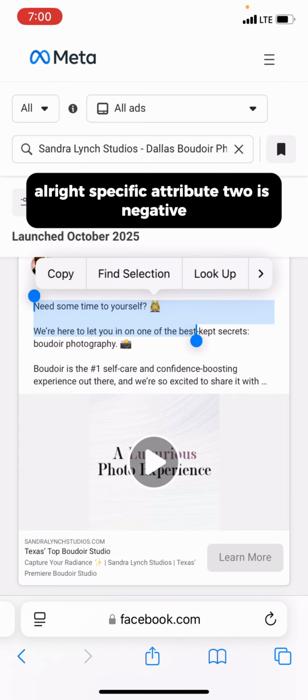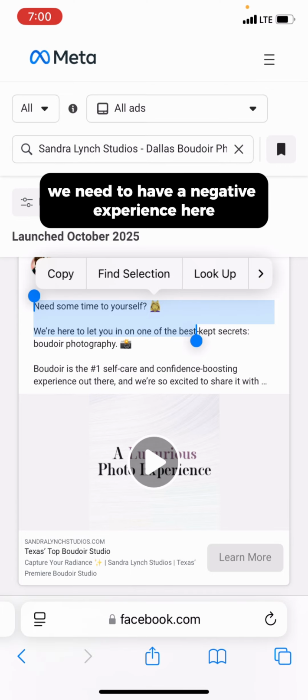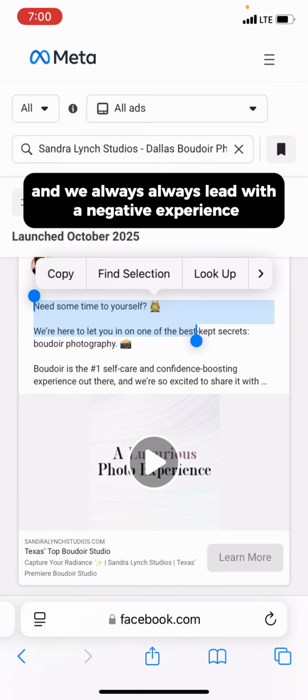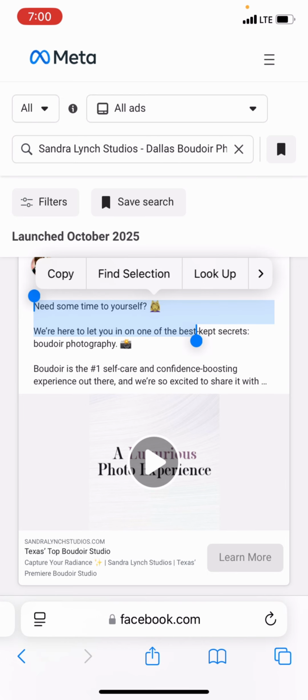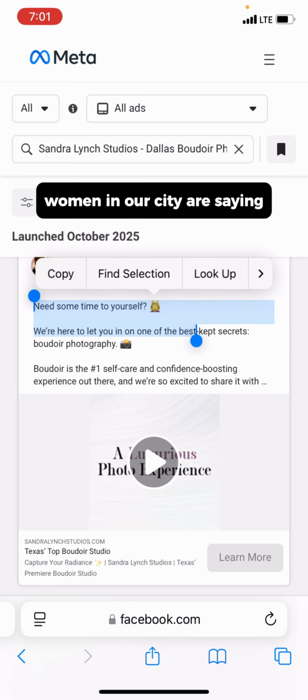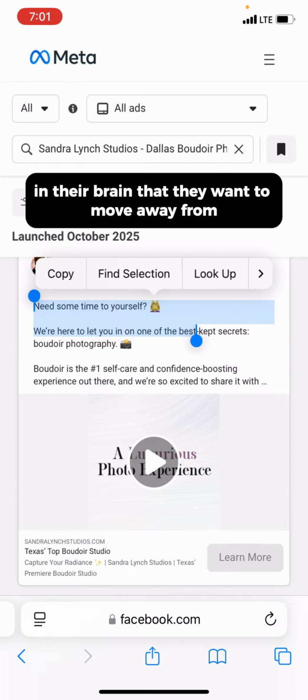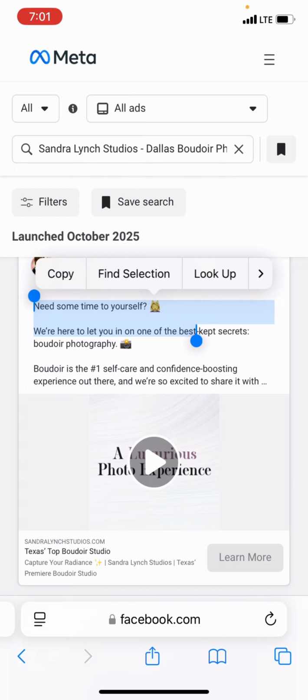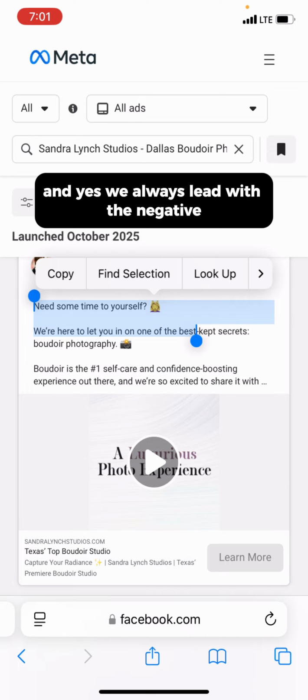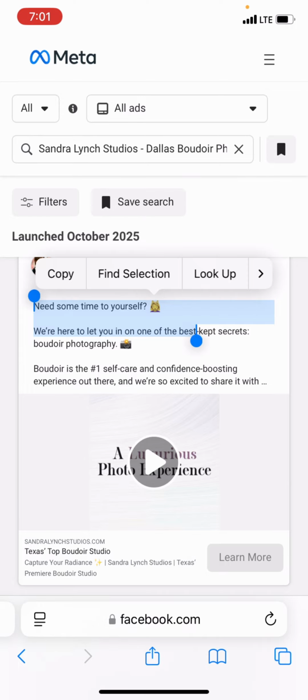All right, specific attribute 2 is negative. We need to have a negative experience here, and we always lead with a negative experience. So something that women in our city are saying they don't want to deal with, they want to get away from, they want to get over. What is that negative experience women in our city are saying in their brain that they want to move away from? And yes, we always lead with the negative, and here's why.